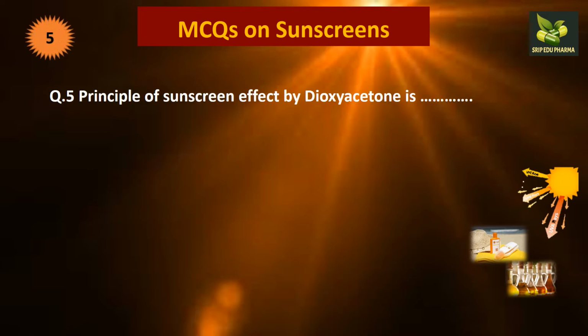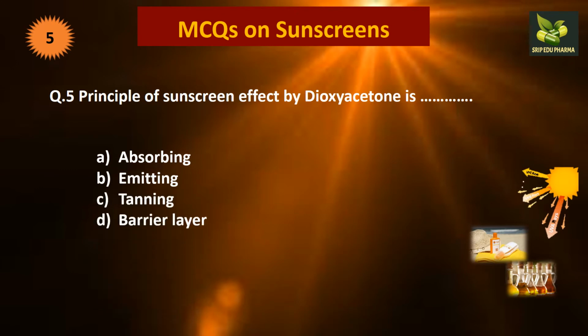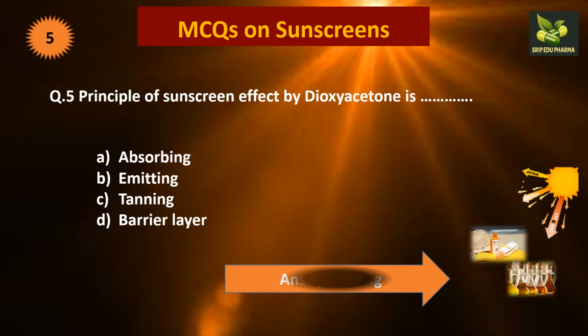Principle of sunscreen effect by dioxyacetone is A. Absorbing, B. Emitting, C. Tanning or D. Barrier layer. Here we had seen in the theory that the principle could be that chemicals absorb, emit, reflect, or act like a barrier. But tanning was seen in the case of dioxyacetone. After taking it for 2 hours, the skin color changes, it tans, and thereby it acts as a sunscreen. So the answer is C, tanning.